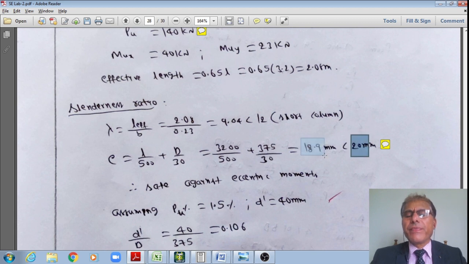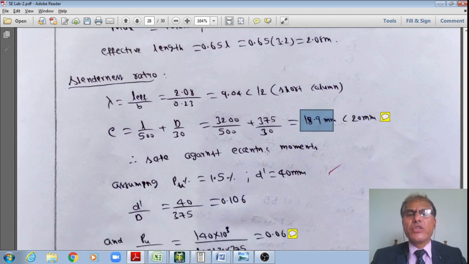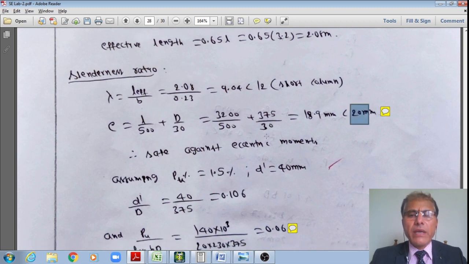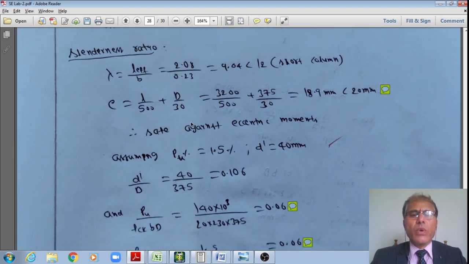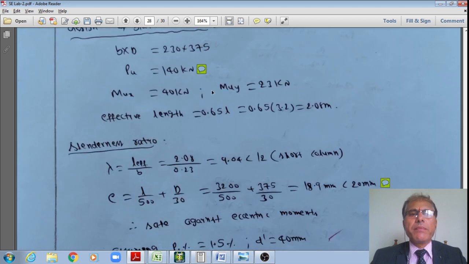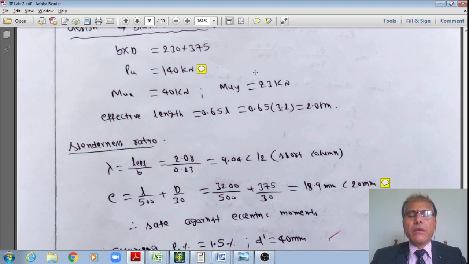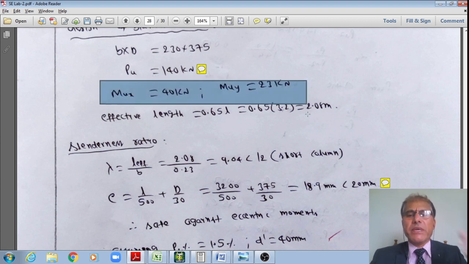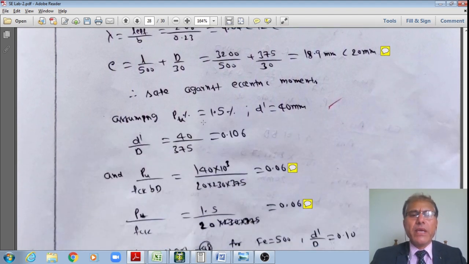However, if this value is less than 20, then at least you restrict it to 20 mm. Therefore now I'll take 20, that 20 multiplied with this 140, I'll get 2.8 at least. From that minimum eccentricity, the minimum moment should be 140 multiplied by 0.02, which means 2.8. However, my design bending moments 40 and 23 are much greater than that minimum moment 2.8. Therefore, I need not modify my moments.